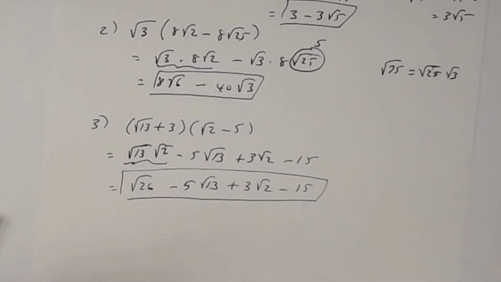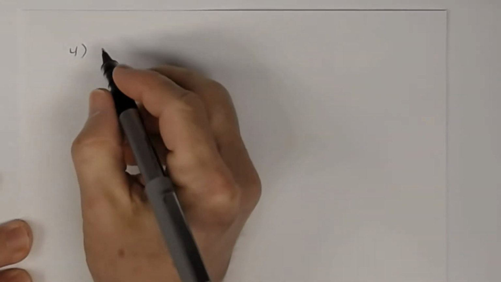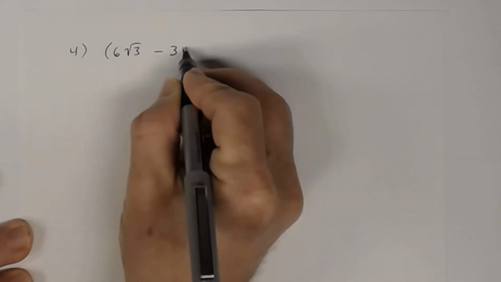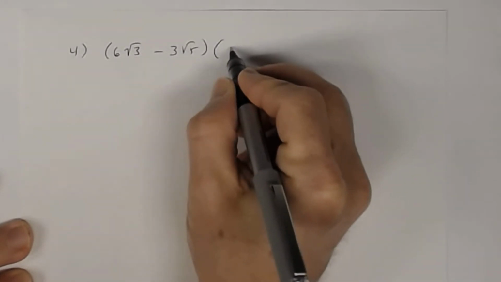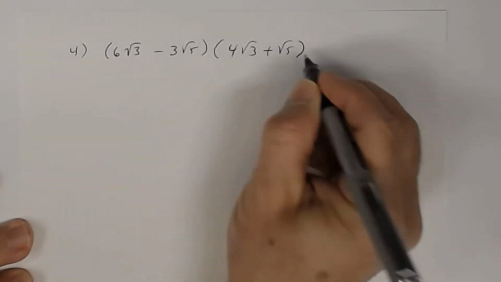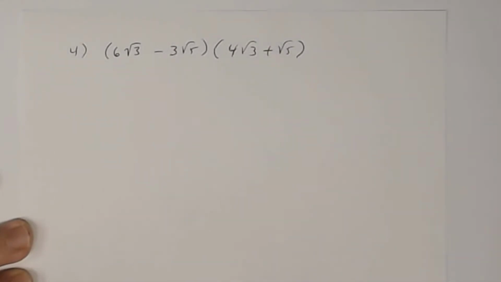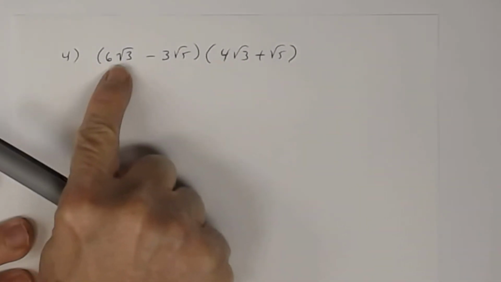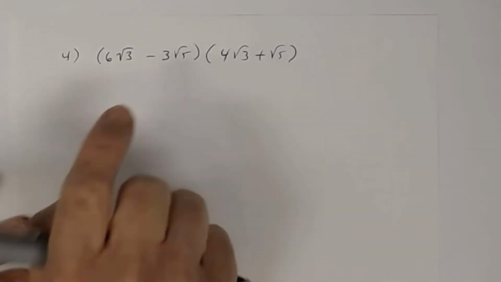All right, number 4. So let's suppose we had 6 square root of 3 minus 3 square root of 5 times 4 square root of 3 plus the square root of 5. All right, so again, I have two factors with two terms, so I can use the FOIL method.